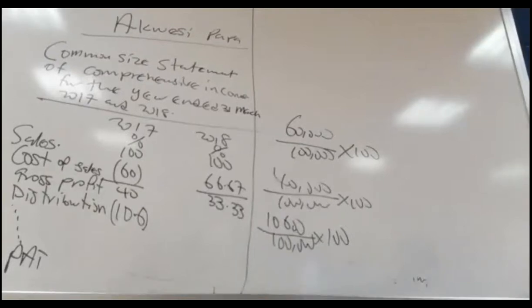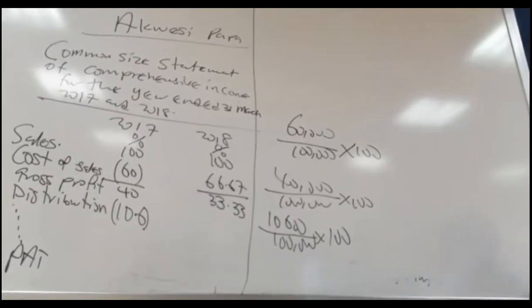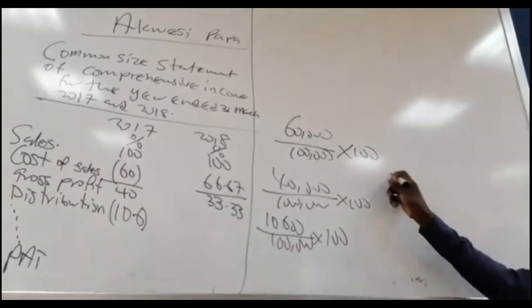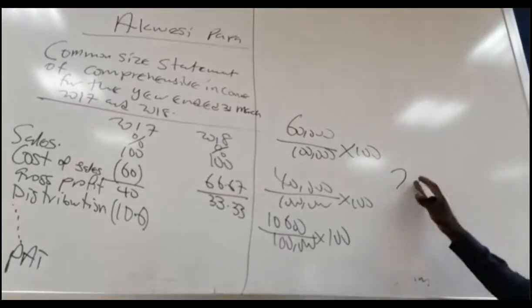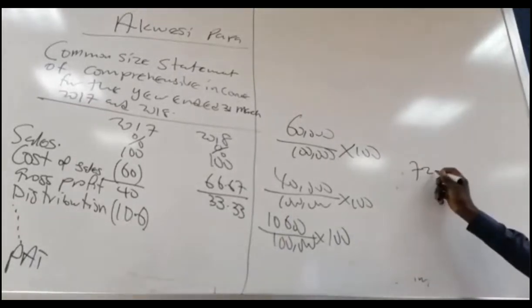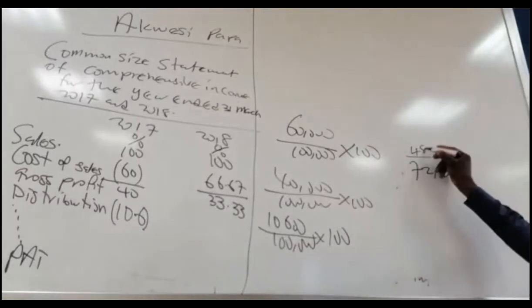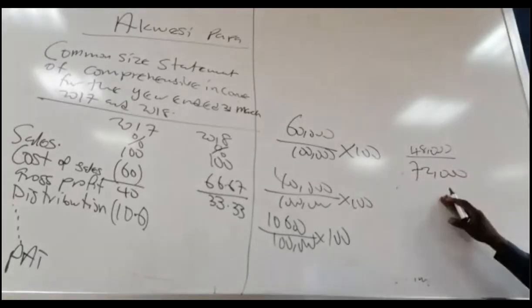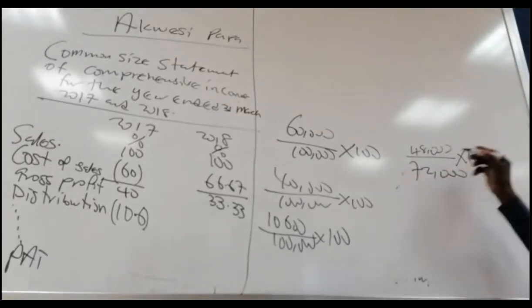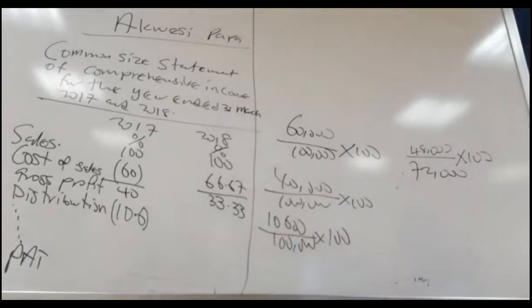Great. Now the base. Once it's profit and loss, you pick the sales for that particular year. Once it's comprehensive income, you pick the base. So for 2018, the sales revenue is 72,000, and that's the base. Cost of sales was 48,000. So I pick 48,000, divide by 72,000 times 100. You get 66.67. Then you put it in.